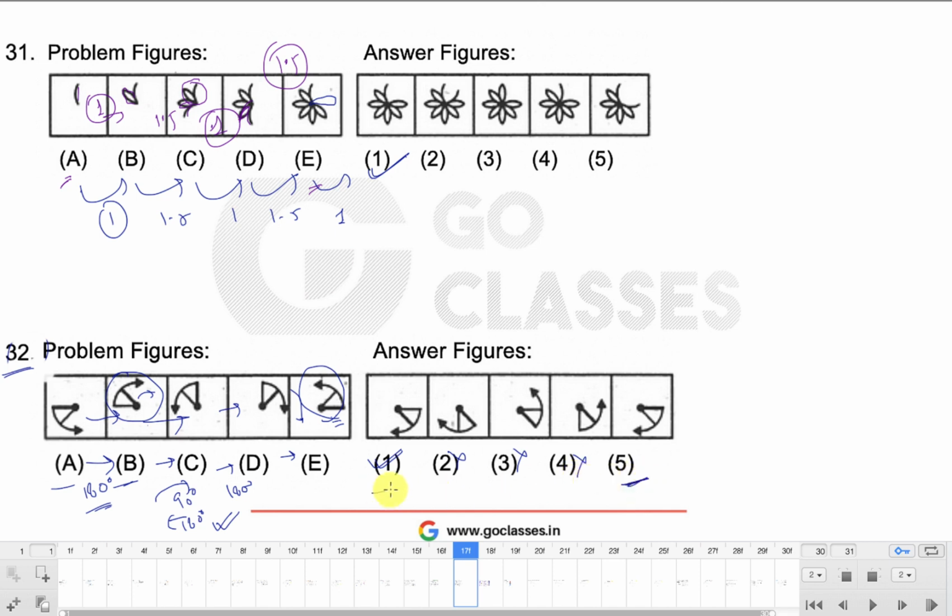What is the difference between A and 5? I don't see any difference here. So I think there is some mistake. A and 5, these both are answers.